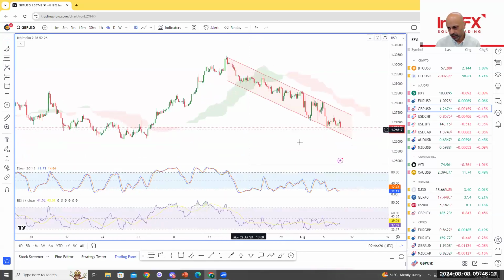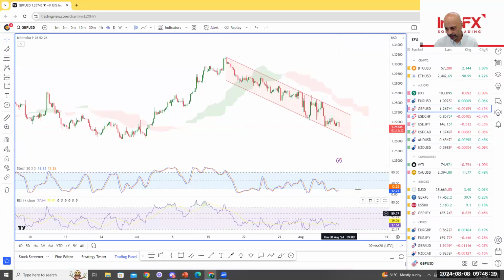Right, looking at stochastic and RSI. Okay, maybe the stochastic oscillator does seem to be indicating a little bit of oversold conditions, but not RSI, not yet. Maybe if RSI drops down towards 33 or 30, that's when we may see cable hit the lower trend line of the bearish channel here, and that's quite likely where it's going to stall as well.